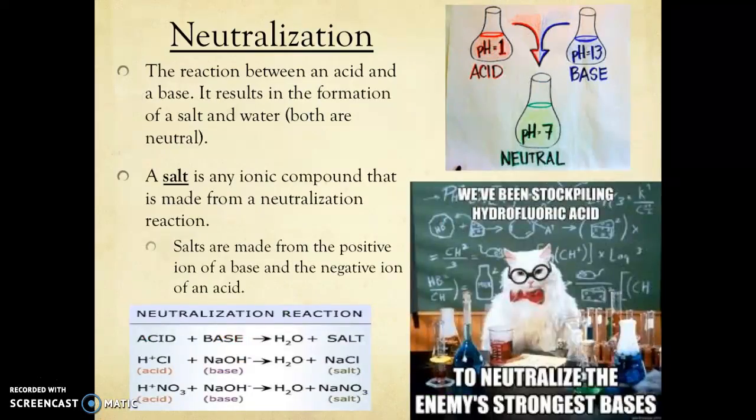When you mix acids and bases together, you have a neutralization reaction. When this happens, the results are some sort of salt and water, both of which have a neutral pH. So the acid and the base will balance out. And a salt is any ionic compound that is made from a neutralization reaction. So basically it has the positive ion from the base and the negative ion from the acid that were mixed together.